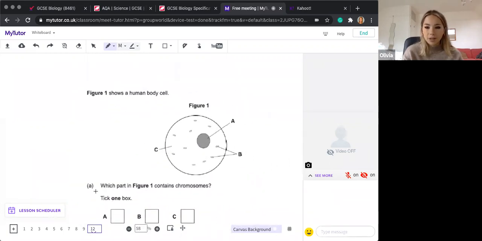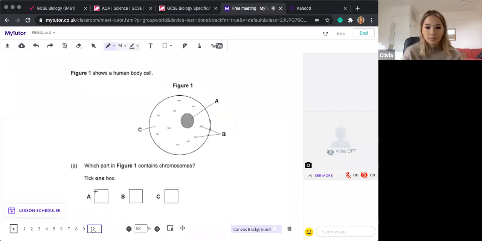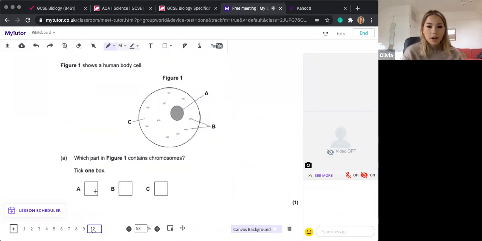Okay, so I've got an exam question for us to practice. Figure 1 shows a human body cell. In which part are the chromosomes contained? Can anyone tell me what the name of that part is? Good, well done those of you who put A. So this is the nucleus, and that contains our chromosomes.